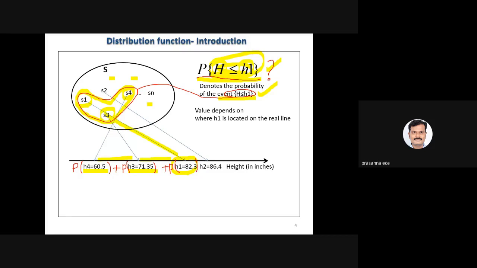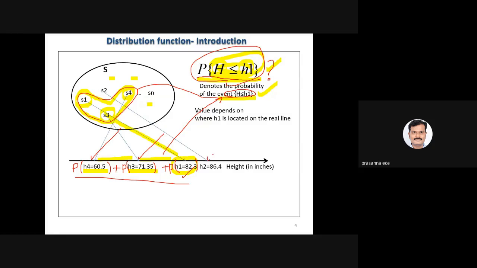So if we add these three probabilities, that will lead us to the probability of this particular event, right? I have just introduced this concept for one particular small h, h1. Similarly we can consider the probability of capital H being less than or equal to h3, or the probability of capital H being less than or equal to h4. I can ask the same question at any valid point on the number line.